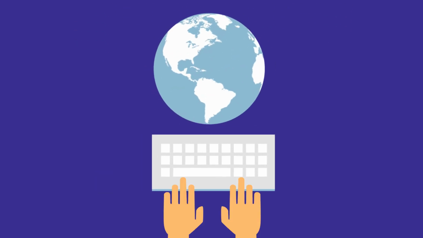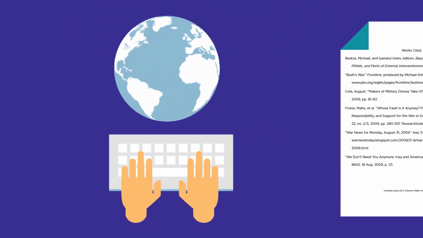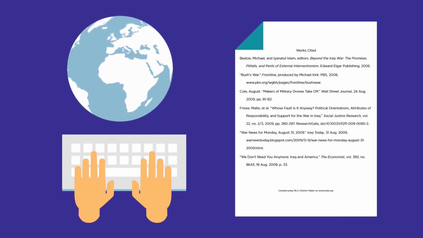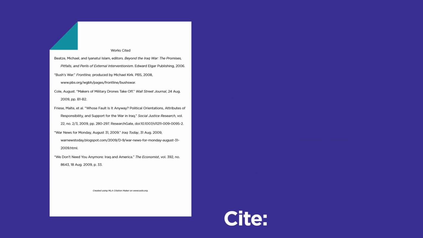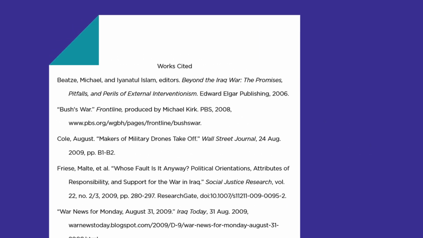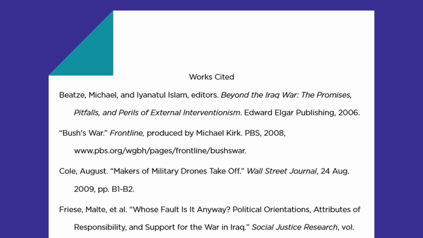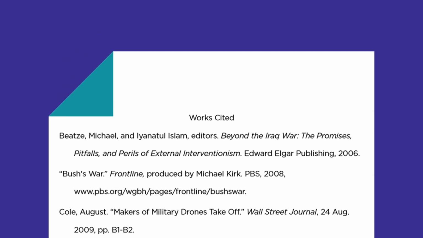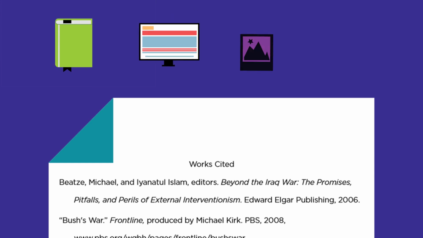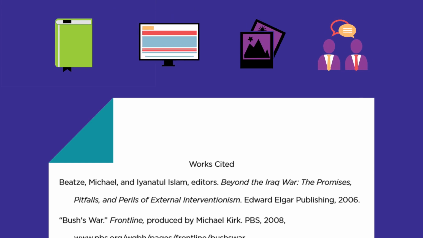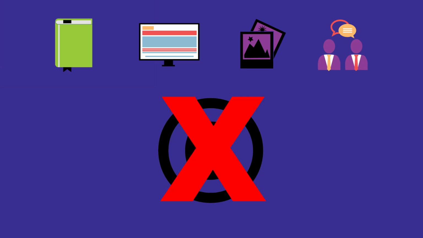When you do research for your papers and projects, you always need to cite your sources. To cite means to document and identify the sources you used in your work. You need to show where you found the information you used in your research. It does not matter what type of source it is. It can be in print or online. It can be an image or a conversation. It can be copyrighted or not.